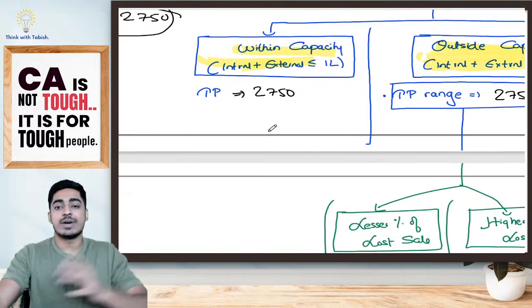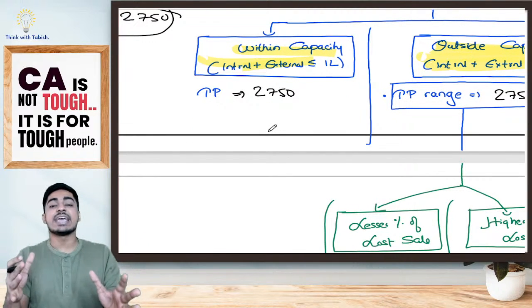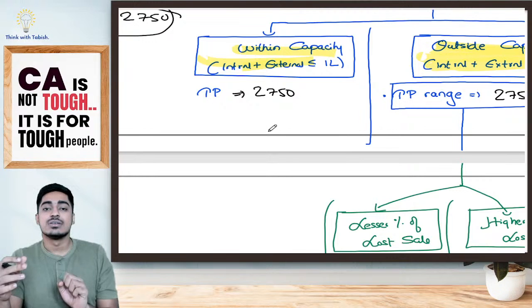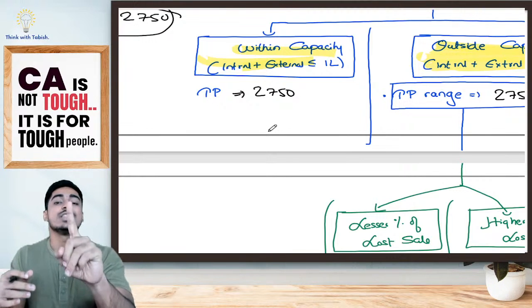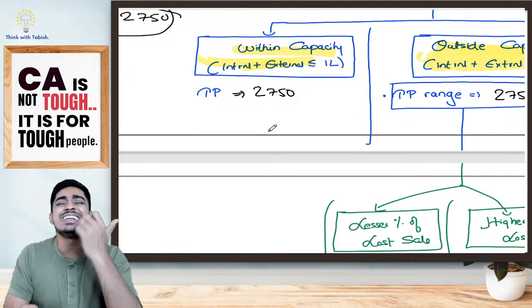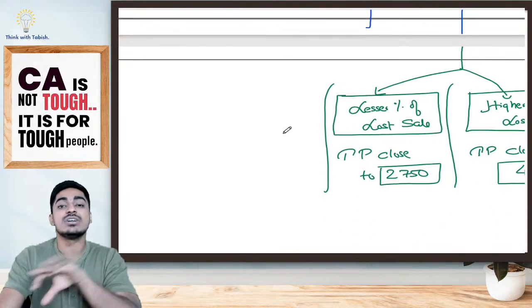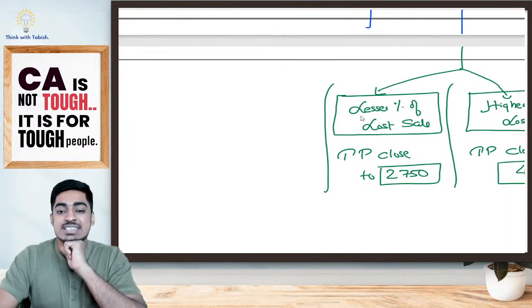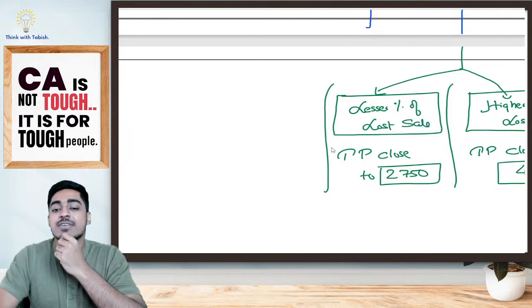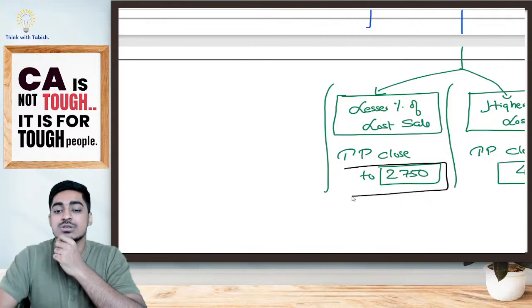Suppose my total capacity is 1 lakh. Suppose my external demand was 51,000. So I am sacrificing 1,000 units of external sale. Very little external sale I have sacrificed. So my minimum transfer price will be closer to 2,750. So if a lesser percentage of sale is sacrificed, transfer price will be closer to 2,750.